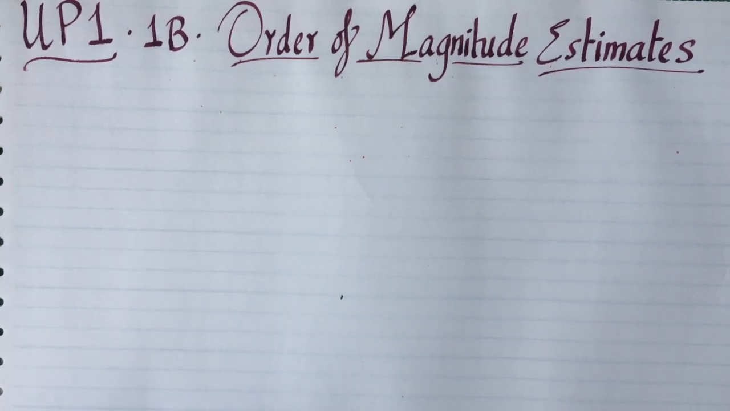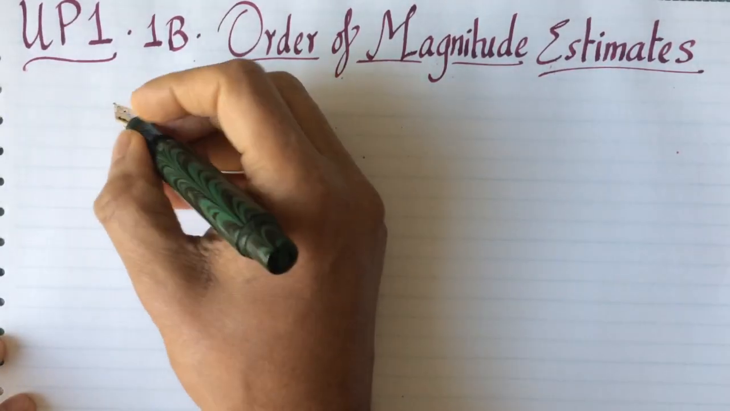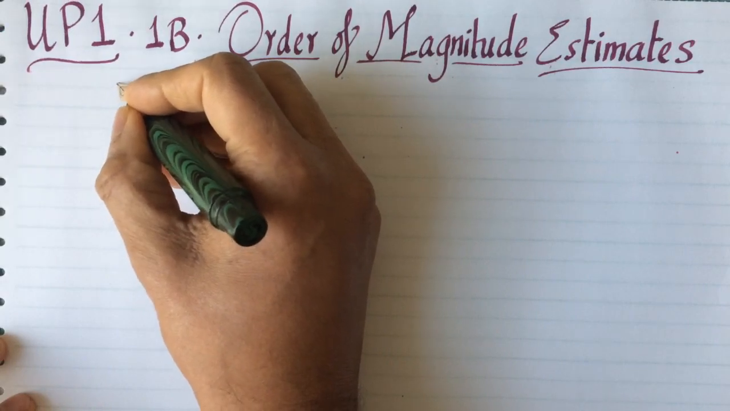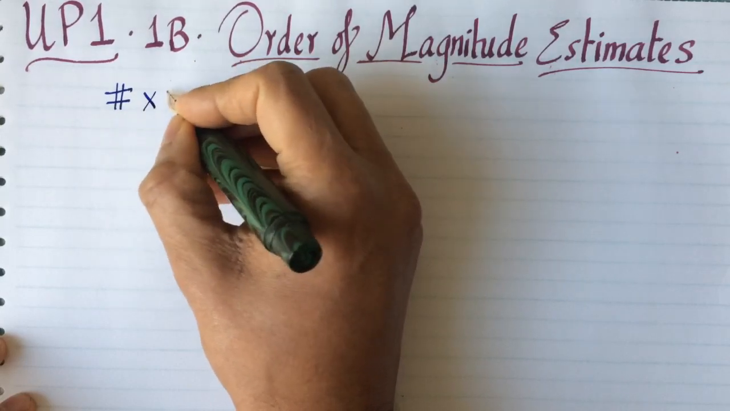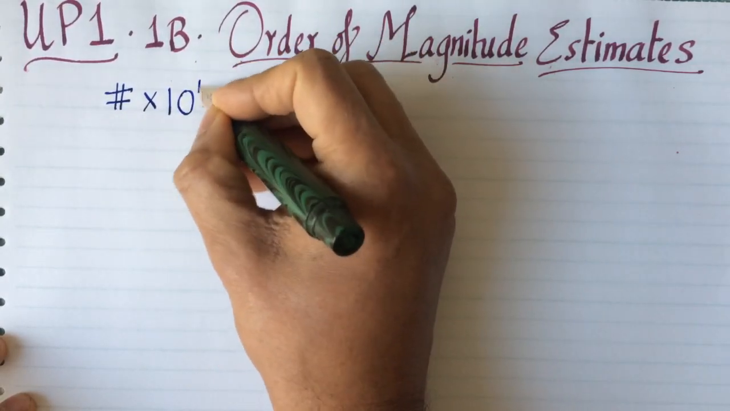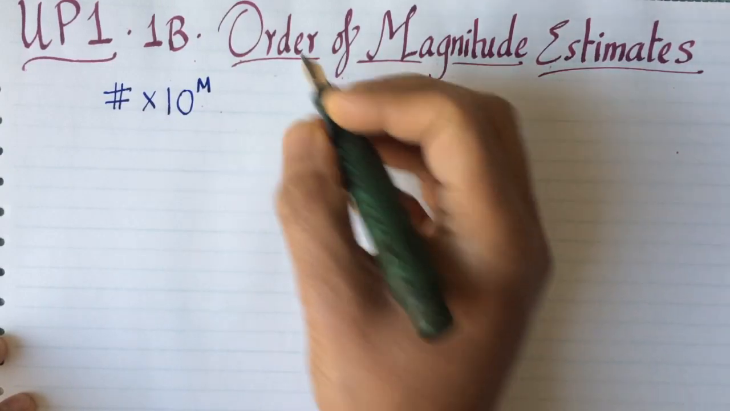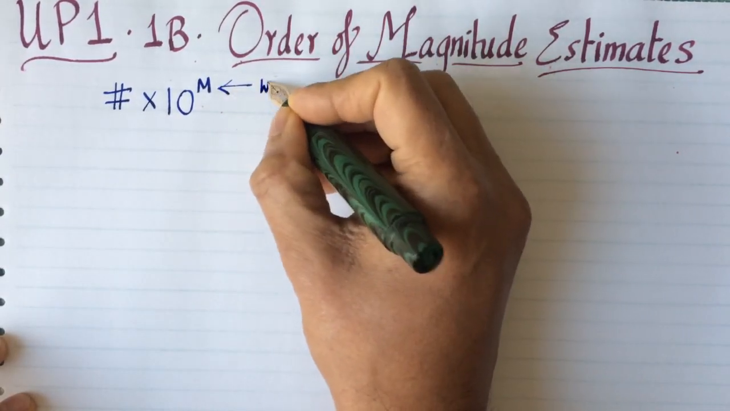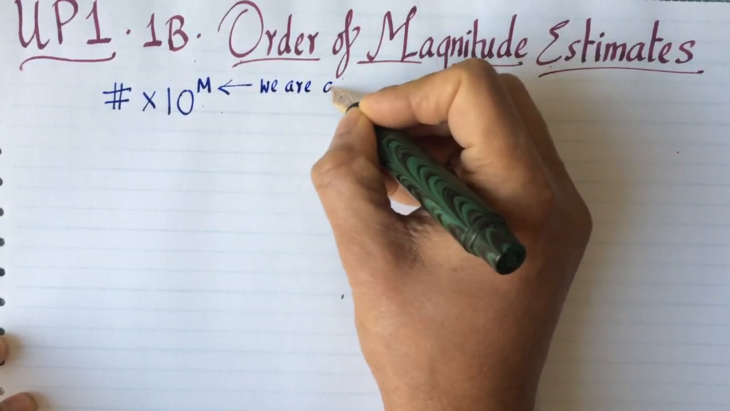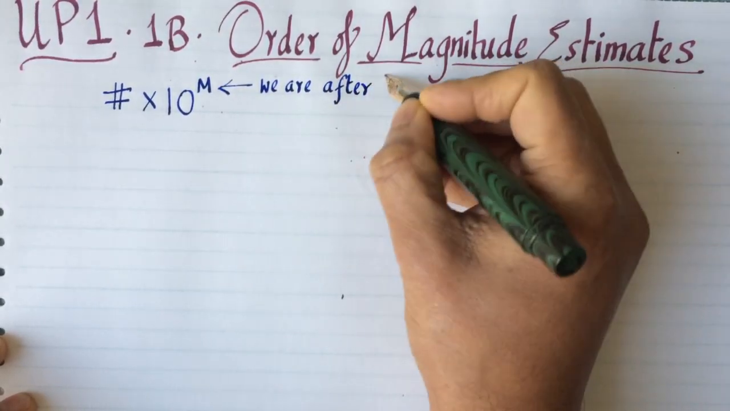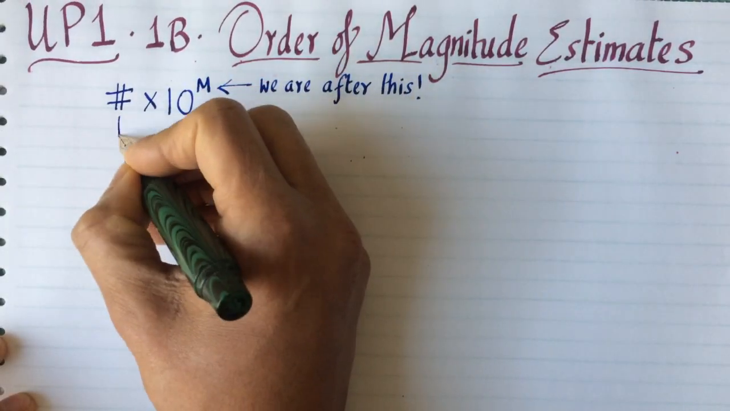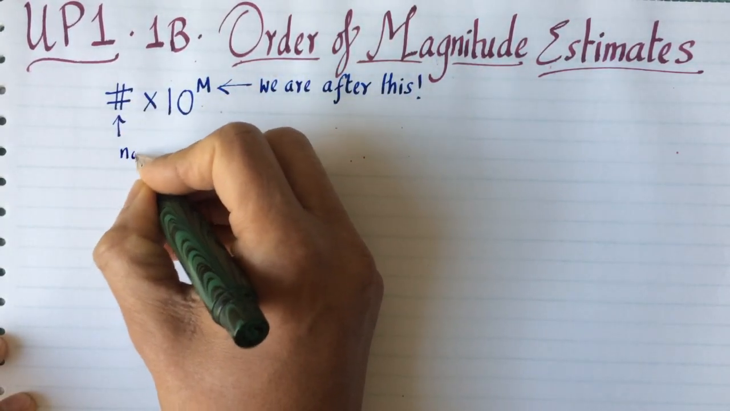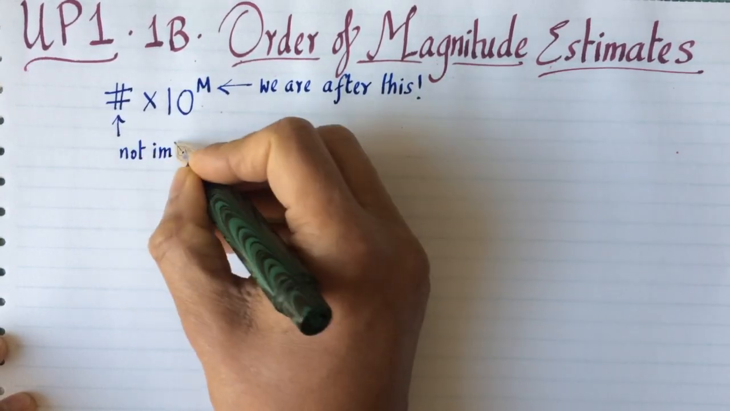I'm going to now talk about order of magnitude estimates. Oftentimes we want to find the approximate value of something in powers of 10. So there could be some number up front times 10 to the power of an exponent, let's call it m. I should emphasize that we are after this m. That m is what we're after. We're not after this one. This number up front is not important.